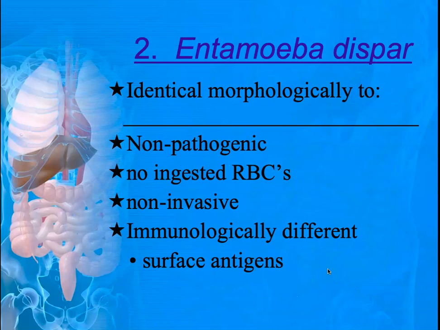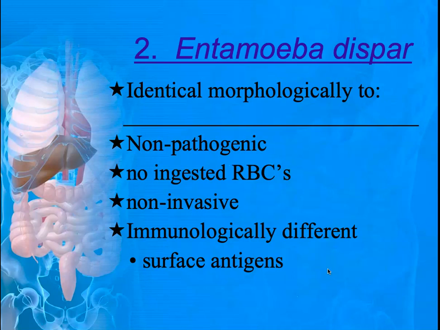Entamoeba dispar is a very short discussion. It is morphologically identical to Entamoeba histolytica. So it has a bullseye nucleus with that central karyosome and even peripheral chromatin. It is the same size. However, it is non-pathogenic, meaning the patient isn't going to have amoebic dysentery. They're not going to have an extraintestinal disease from it. They're not even going to have abdominal pain or cramps or anything. It's non-pathogenic. It does not ingest RBCs.